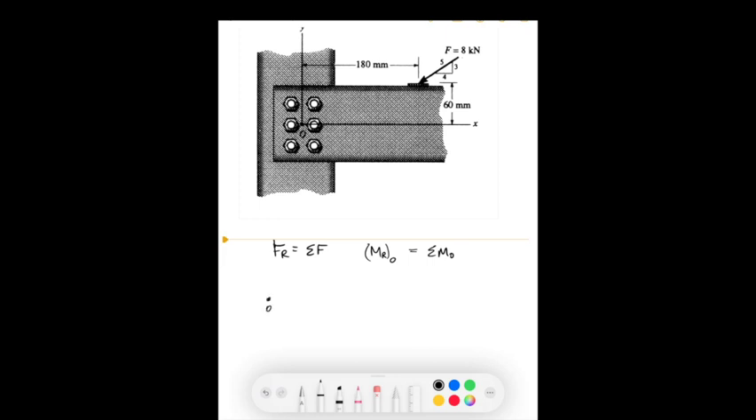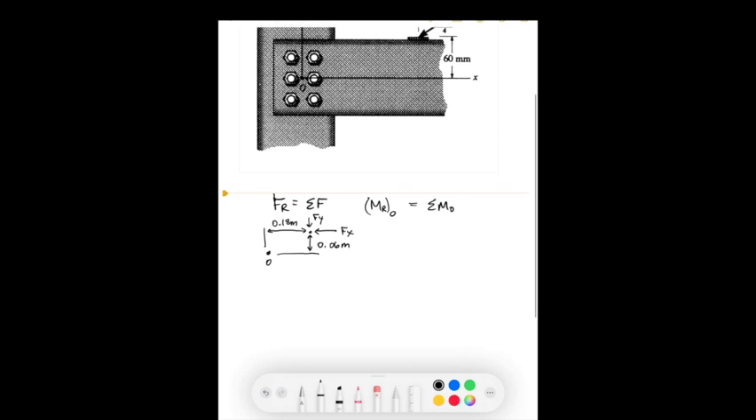So here is the point O, and here is the point at which the force acts. So what we see is that we have the x component of the force, we have the y component of the force, and we have some distance here. So we know this distance is 0.06 meters, and this one is 0.18 meters. So we just need to know what the forces x and y are.